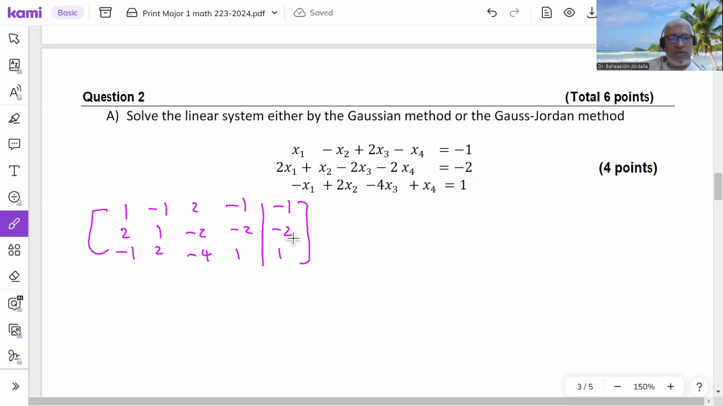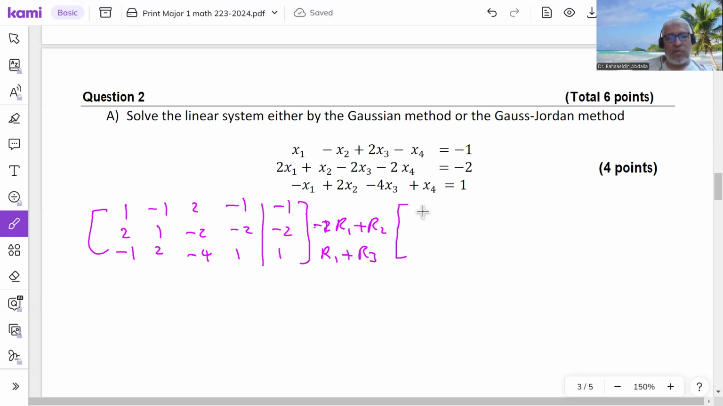Well, this is the augmented matrix. This number must be 1. It is 1. So I'll use it to change 2 and negative 1 to 0. So negative 2 R1 plus R2 and R1 plus R3.